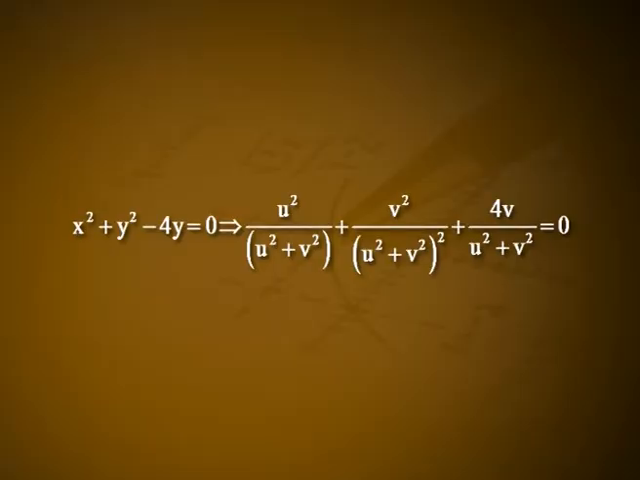That is, x square plus y square minus 4y equal to 0 implies u square by (u square plus v square) plus v square by (u square plus v square) whole square plus 4v divided by u square plus v square is equal to 0, which implies 1 plus 4v equal to 0, which is a straight line, which is the required image of the given curve.